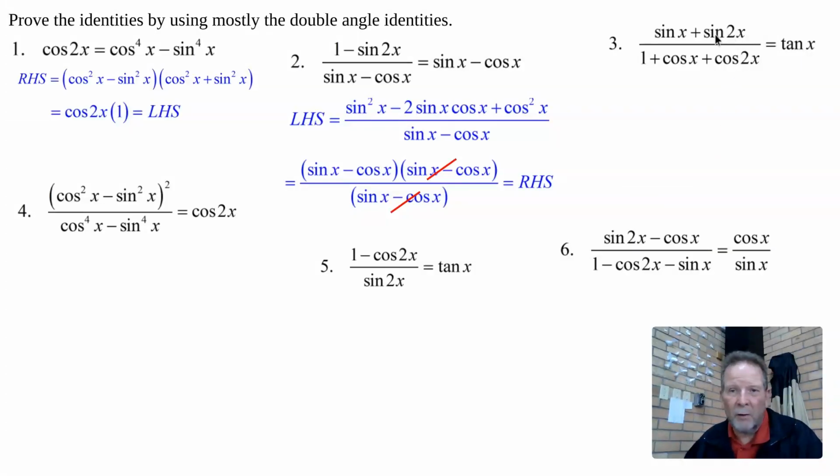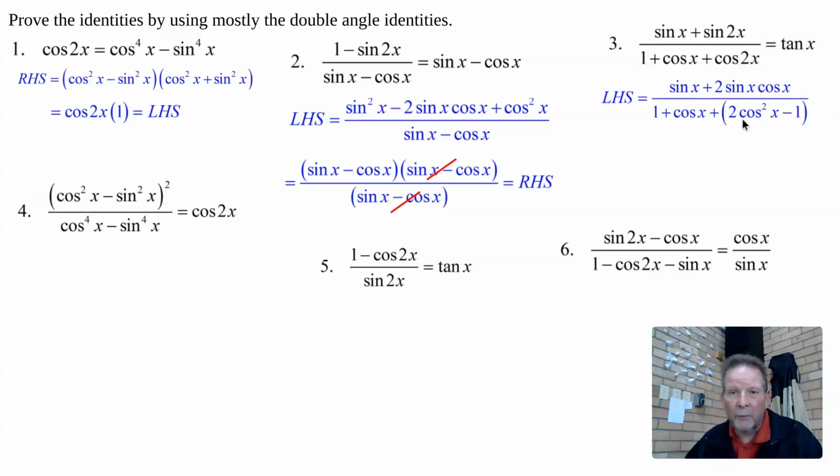Same trick here. You're locked in here. It's got to be 2 sine x cos x. But this one, you choose the one. You've got 3 to choose from. Choose the one that's going to make this 1 go away. Make it 2 cos squared minus 1. That's the one that'll make it work, because 1 minus 1 is 0.